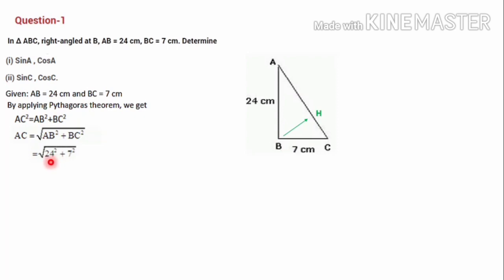AB is 24, that is 24 square, plus BC is 7, so BC square is 7 square. When you add these two terms, you will get root of 625. Square root of 625 is 25. So let's mark it on the diagram. Hypotenuse AC is equal to 25 centimeter.